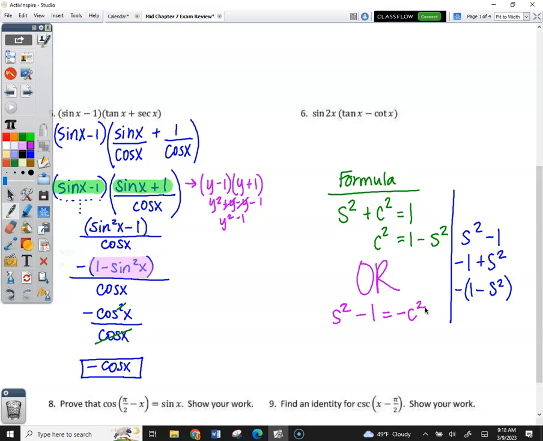Just make sure if you do this, watch your signs, because if you move that cosine squared to the right, it would become negative. So just watch for that. But yes, that would work.